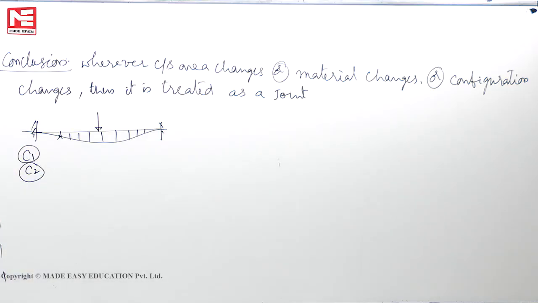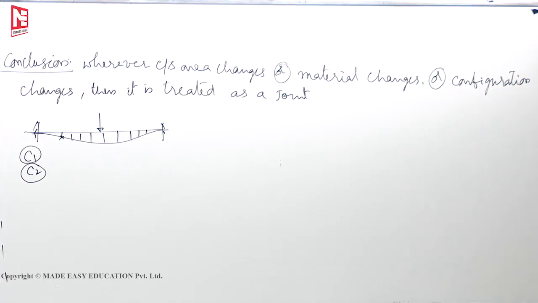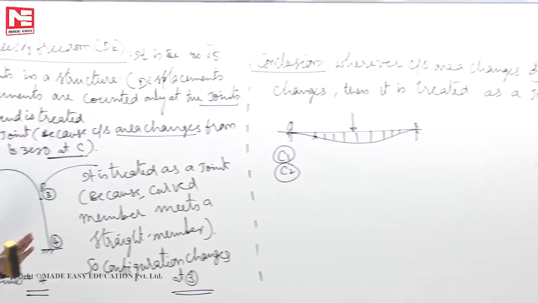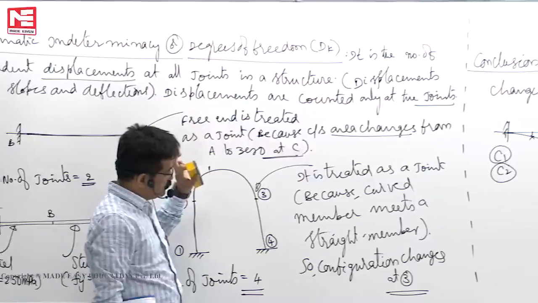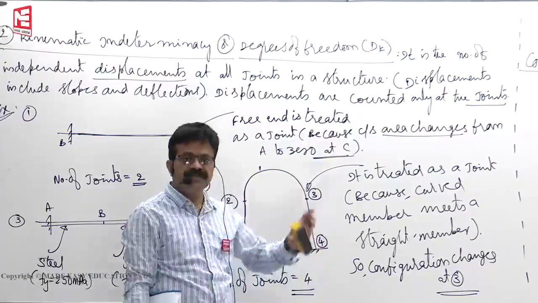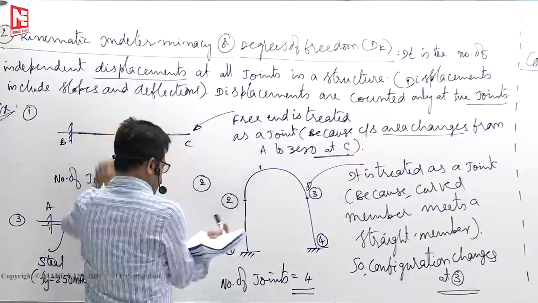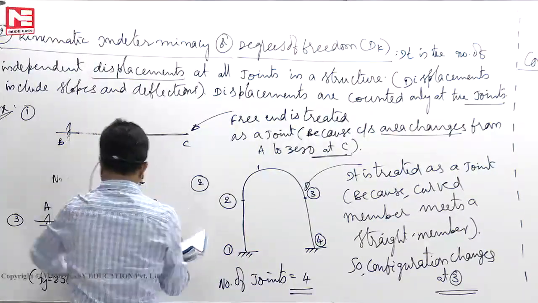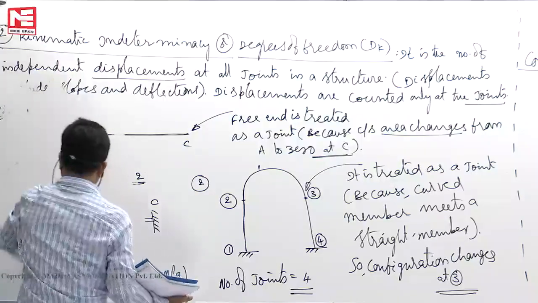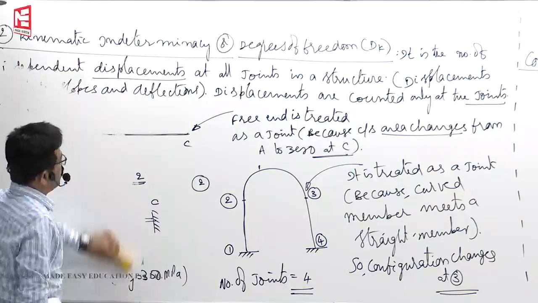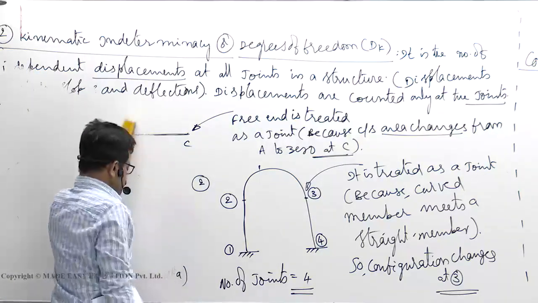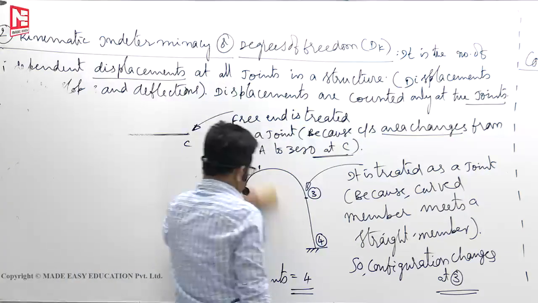So having understood what's the meaning of a joint, now at those joints only you have to count how many independent displacements are possible. Okay. Now let us see case 1. We will see how to calculate such dk for beams, trusses and frames.